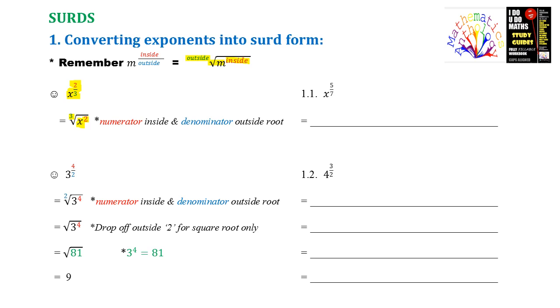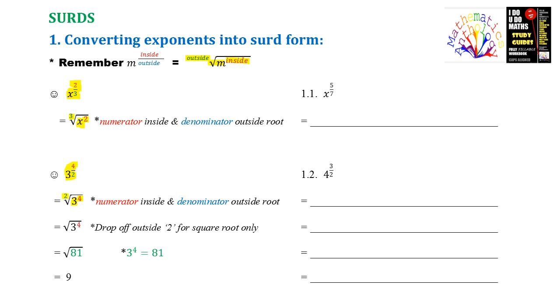Another one, let's try 3 to the power 4 over 2. Remember, inside the root I'm going to have my 3. The numerator, which is 4, goes on the inside, and the denominator, which is 2, goes on the outside. So I'm going to have the square root of 3 to the power 4.